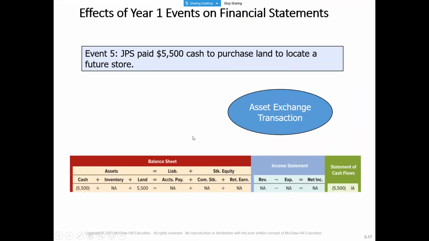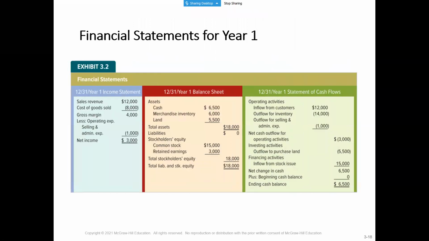So we have also purchase of land to locate a future store. That was a transaction. So our 5 transactions given to us in our problem, if you're following in the book, we are on the top of page 98. So this is Exhibit 3.2.